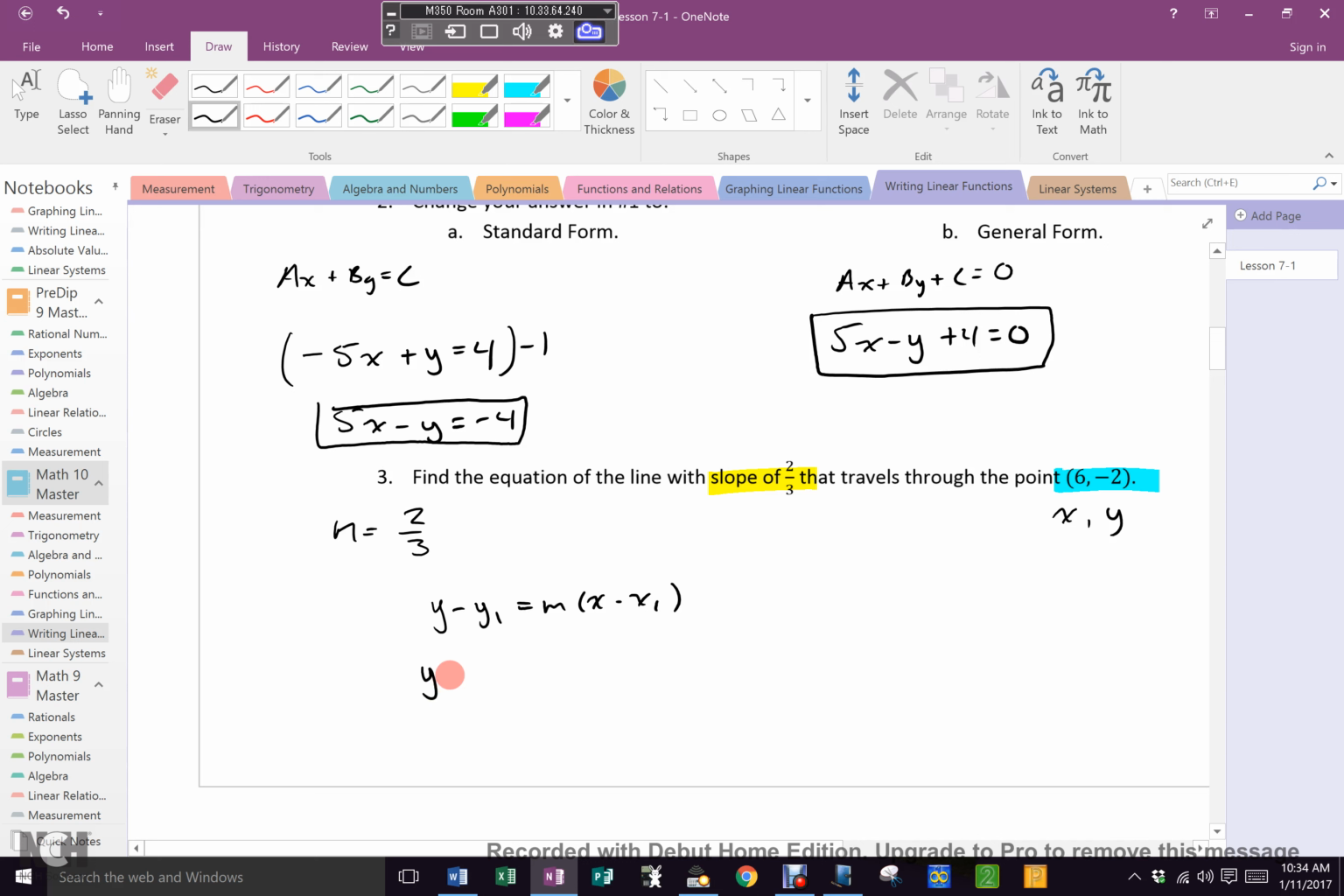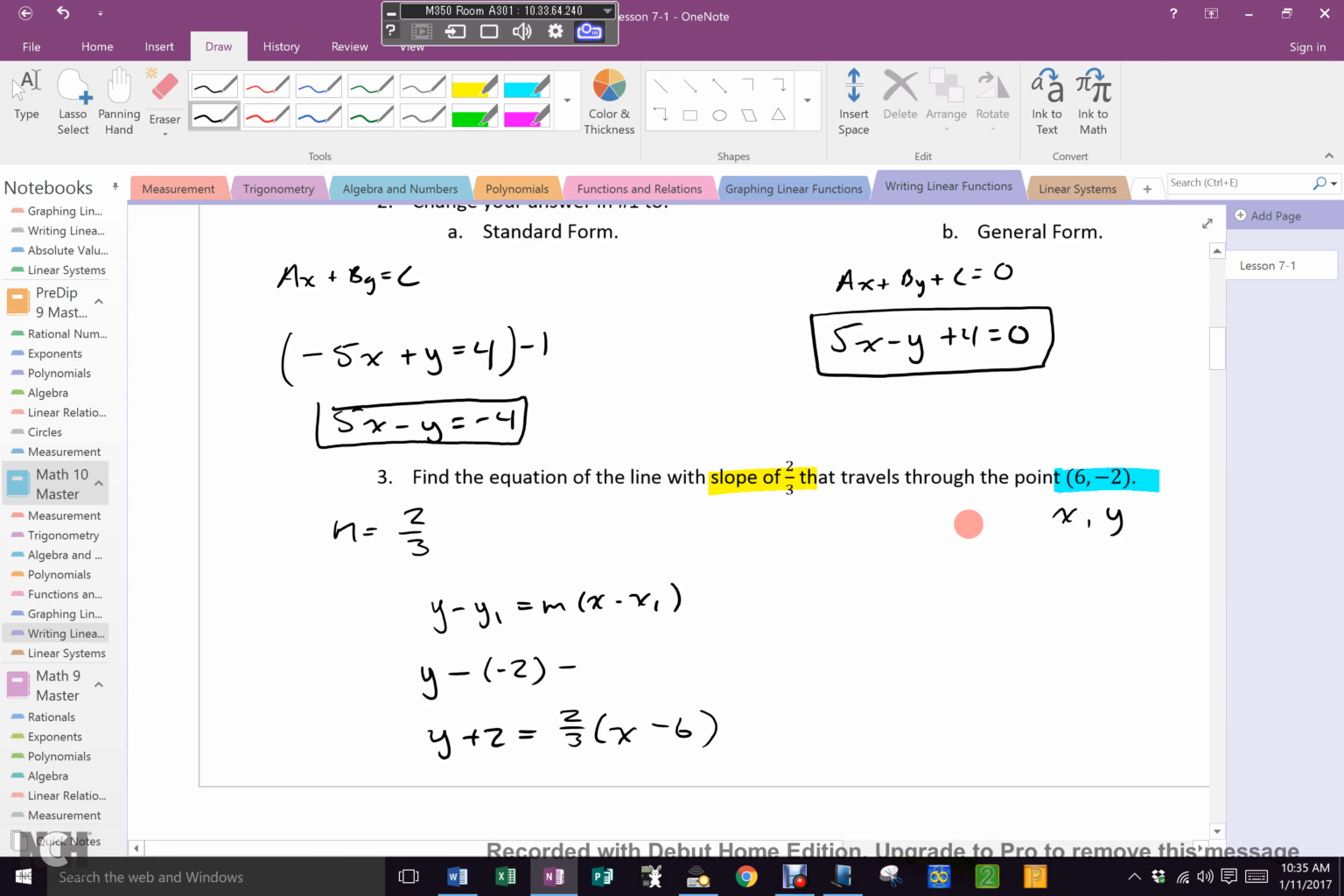So I have y minus, what's the point I know? The point I know is negative 2, right? So what I'm really writing is y minus minus 2, correct? But what am I going to write in my final equation? Now say it, Caitlin. Plus 2, y. Right. So that's y plus 2 equals, what's my m? 2/3 x minus 6. Can everybody do that one?